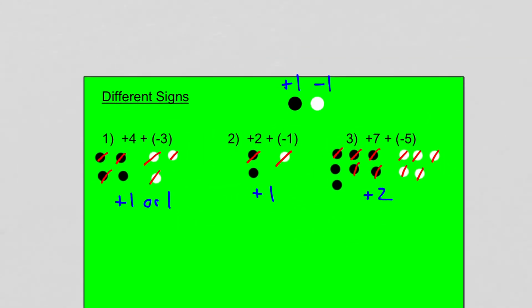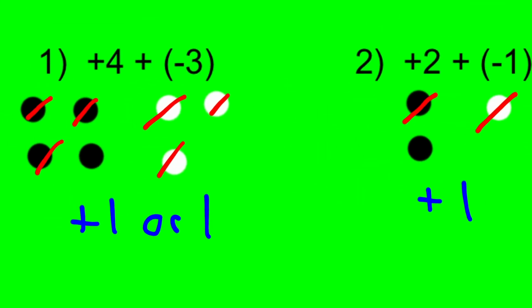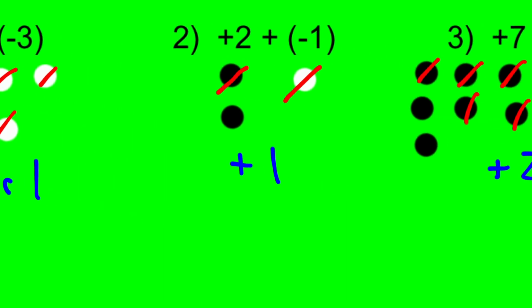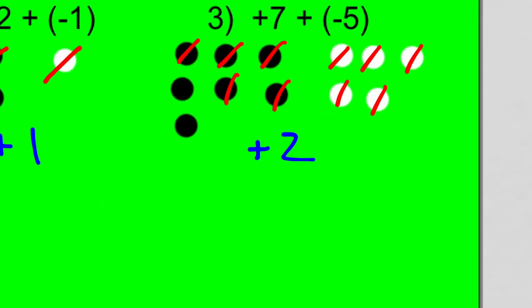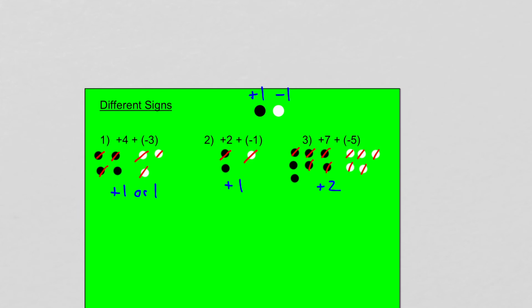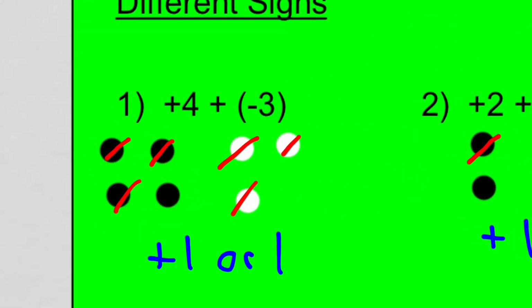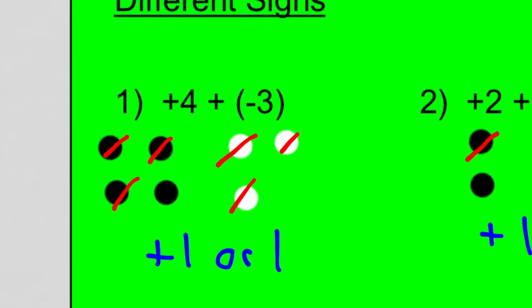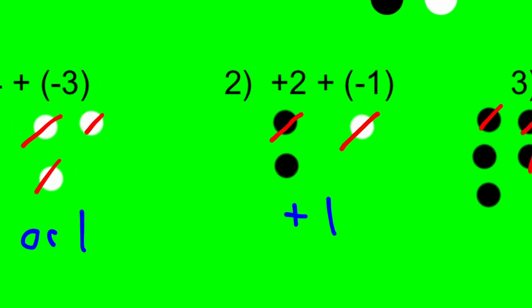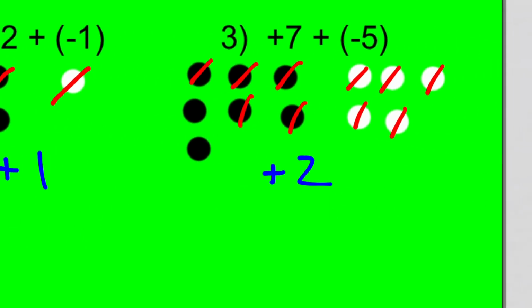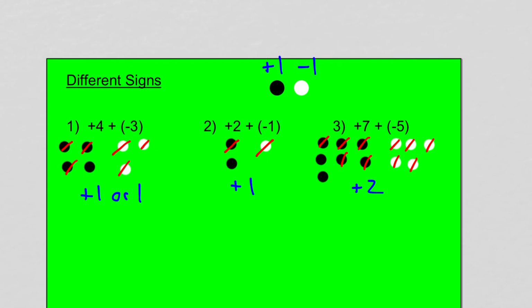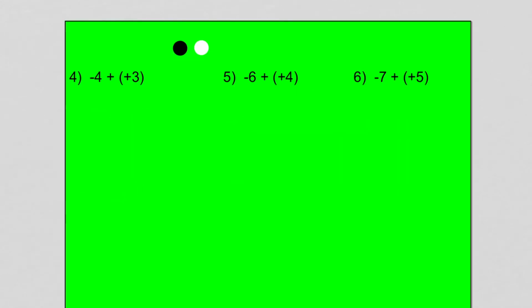I want you to see if you notice a pattern there. Every time when I have different signs, I'm actually subtracting, right? 4 take away 3 is 1, 2 take away 1 is 1, 7 take away 5 is 2. And in every case, I had more positives, so the answer was positive, right? I had more positives here, and more positives here. Let's see if that pattern continues now when I do this group of similar ones.